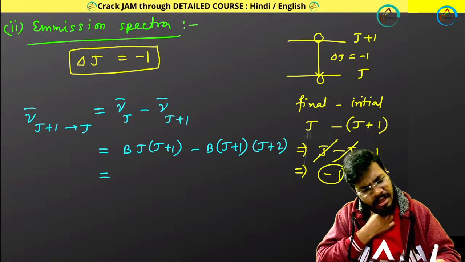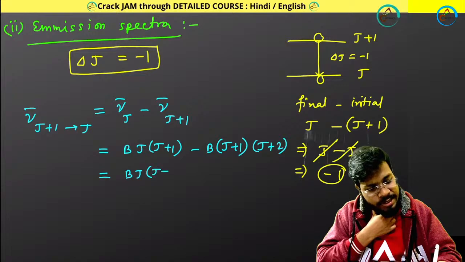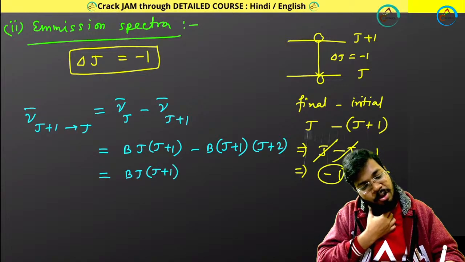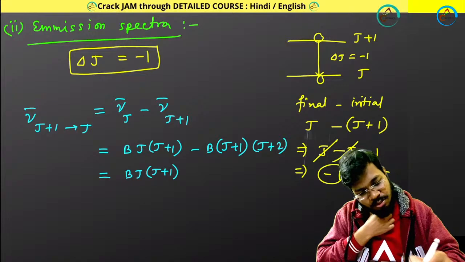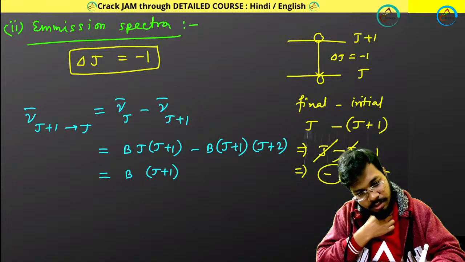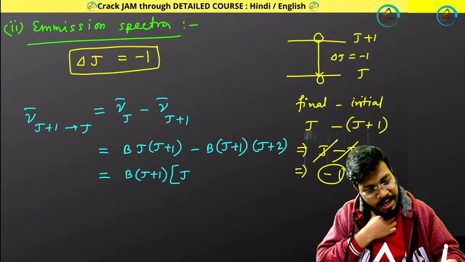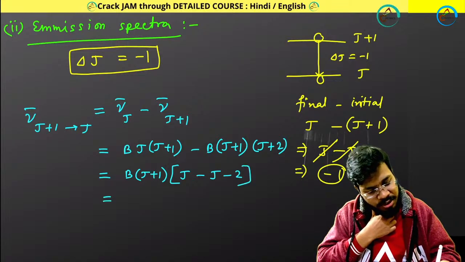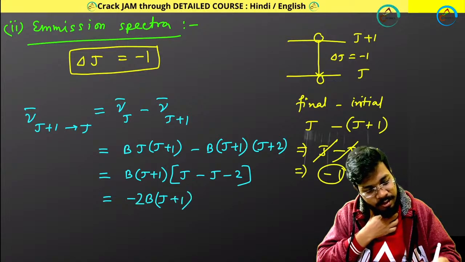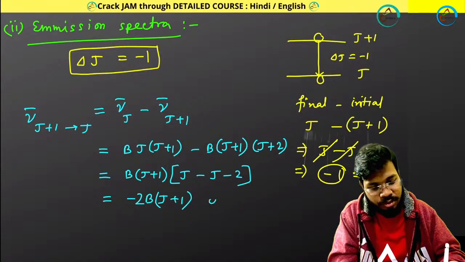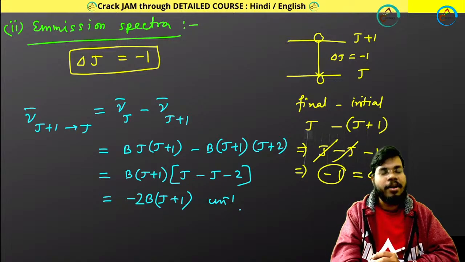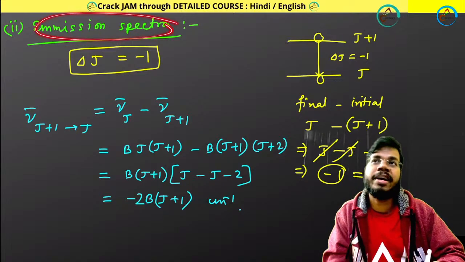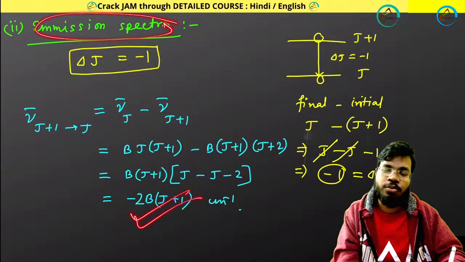Now, if you take B(J plus 1) common, you will be getting B(J plus 1)[J minus (J plus 2)], which gives minus 2B(J plus 1). This is the value whenever you are considering emission spectrum. Fine. This is your value.